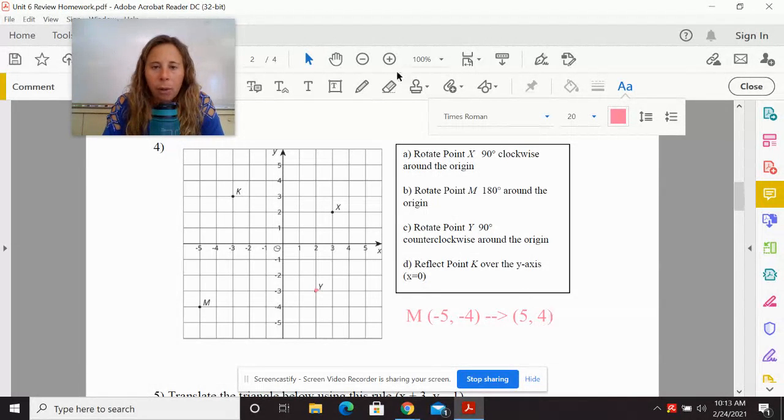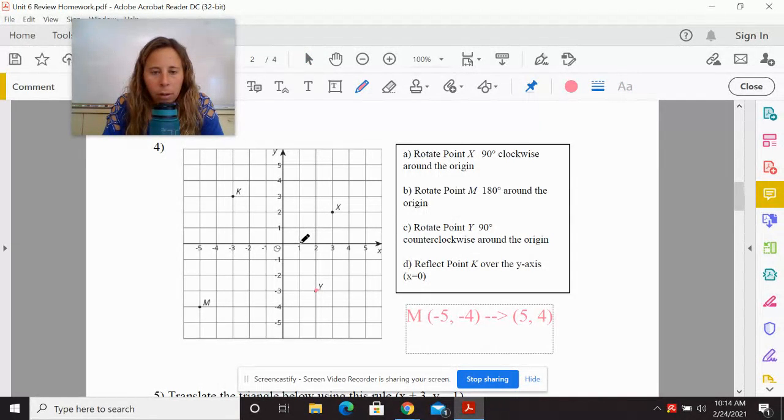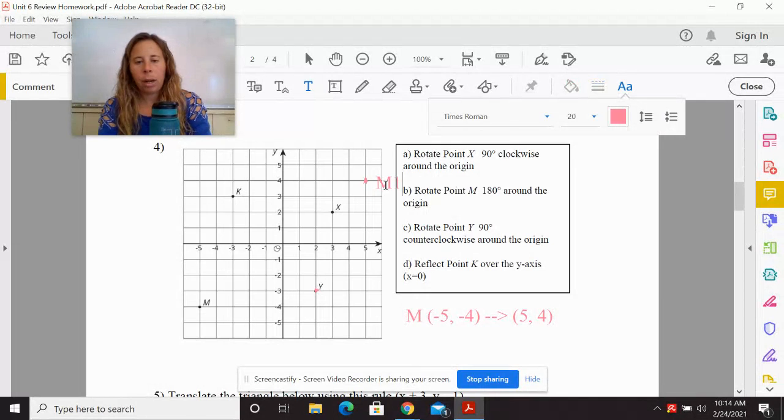All right, let me graph that. 5, 4, 1, 2, 3, 4. Okay, I'm going to label that something. Since it didn't land on anybody, we'll go ahead and label it as M prime. Okay.